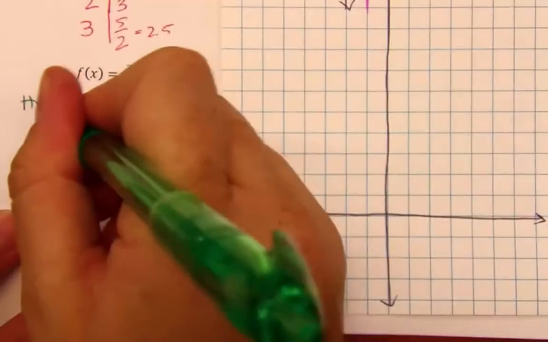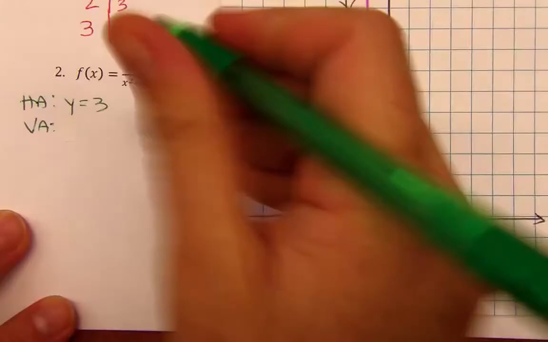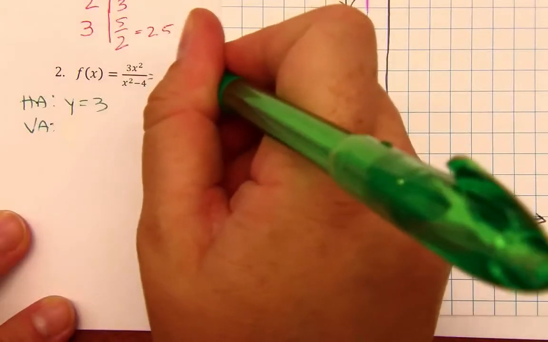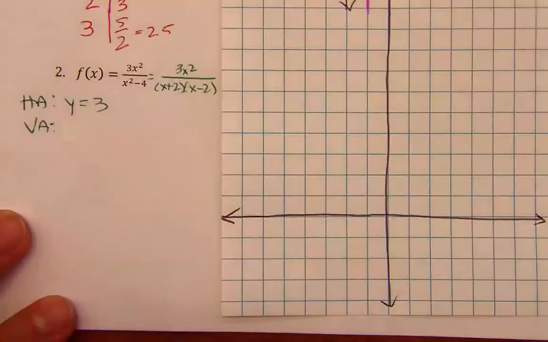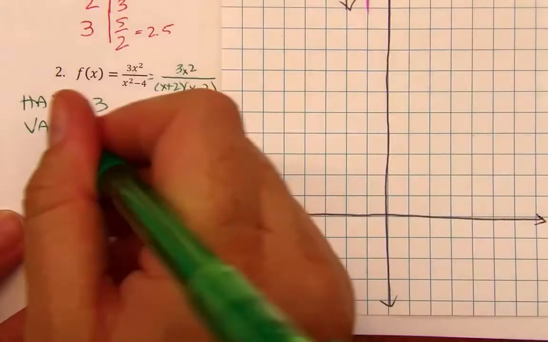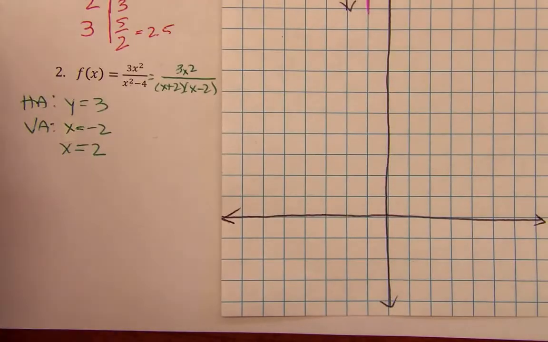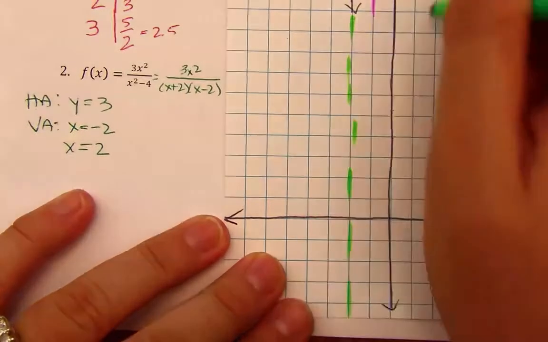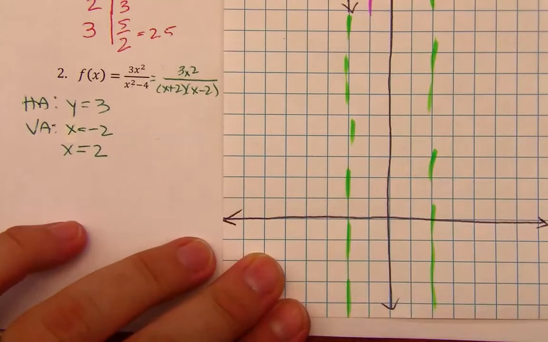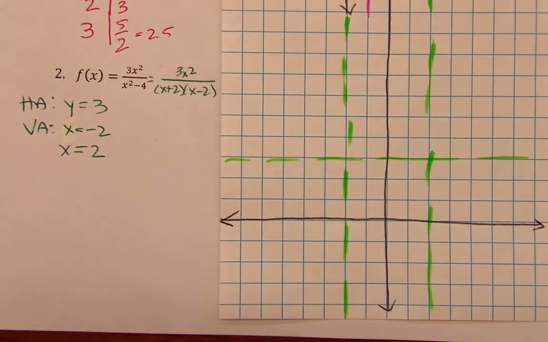And I have a vertical asymptote. What's going to make my denominator 0? Well, I can factor this: 3x squared over (x plus 2)(x minus 2). So I have vertical asymptotes, since they don't cancel here, at x equals negative 2 and x equals 2. So let's start with that information. Negative 2, and then a horizontal asymptote at 3. So that's what we have so far.